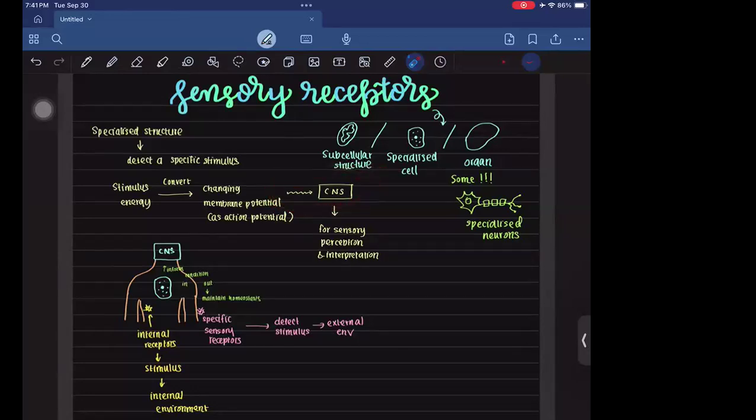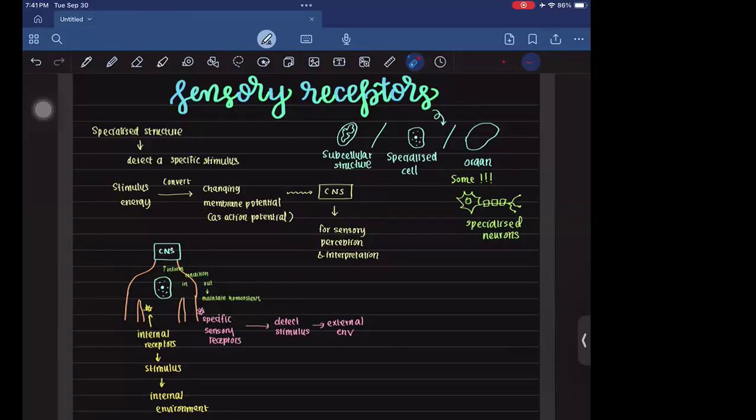Then the central nervous system will be doing the processing. That is, it will be doing the sensory perception and interpretation. It will be receiving the sensory information and it will be interpreting. Your central nervous system will be processing it, and it will decide whether you should move your hand away or not. Okay, so this is the definition for sensory receptor.